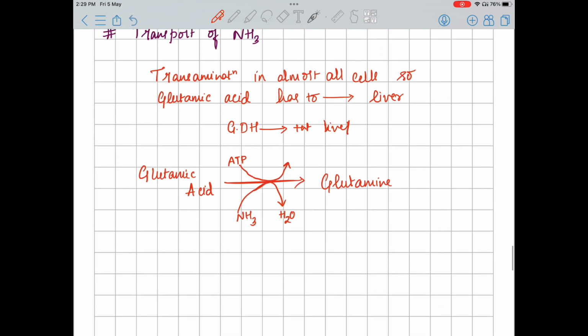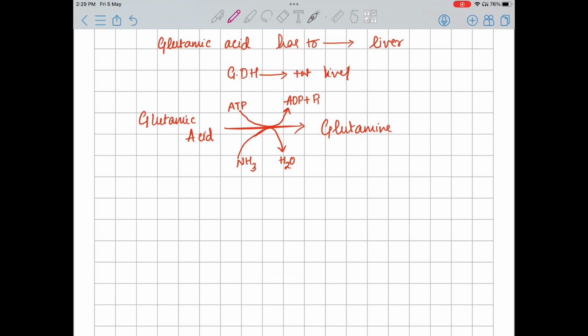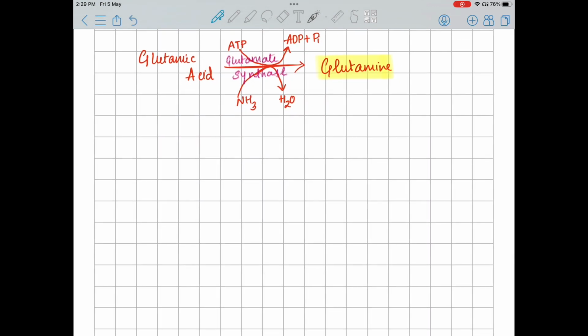The enzyme which is used over here is quite important. Also energy is used in this process. To store ammonia, energy is required, and the enzyme is glutamine synthetase. So in this manner, glutamic acid is converted into a storage form of ammonia, that is glutamine, which is then taken to the liver and then broken down.